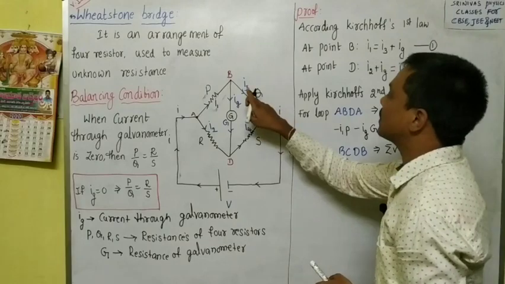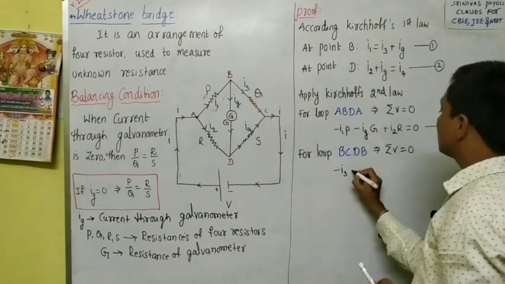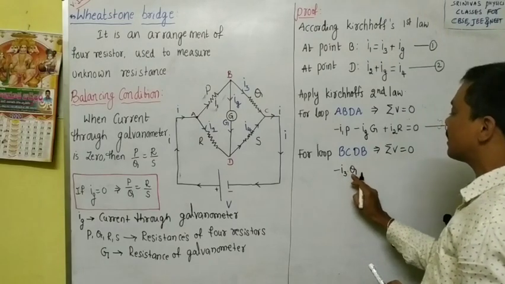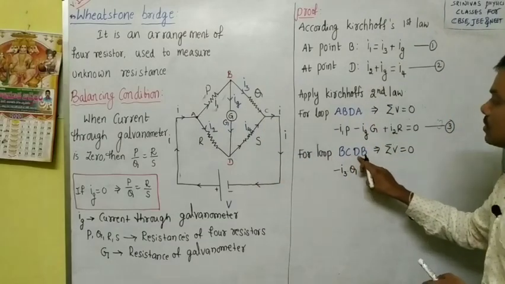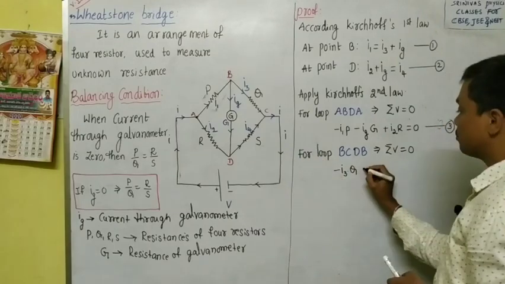Minus potential difference is what? Current into resistance, we call IR. Current is I3, resistance is Q. IR, I is I3, R is Q. Next C to D I am going. B to C completed, next C to D. C to D is opposite direction of the current, then you have to take positive, right?